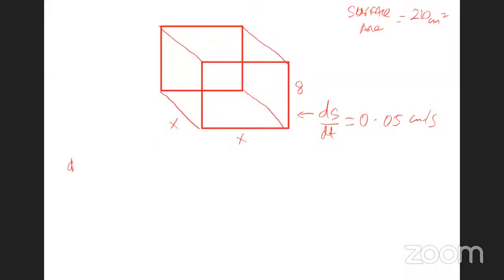So the first thing they ask for is dV/dt, right? So dV/dt will be dV/dr multiplied by dr/dt. Oh sorry, it'll be s, right? Sorry about that. It'll be s. The good thing is we already have ds/dt. We already have that here. So we have to get dV/ds.